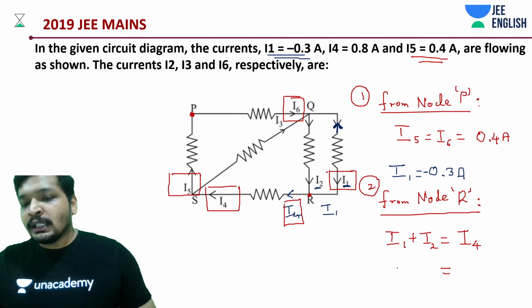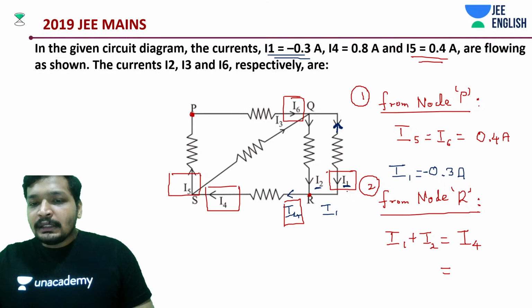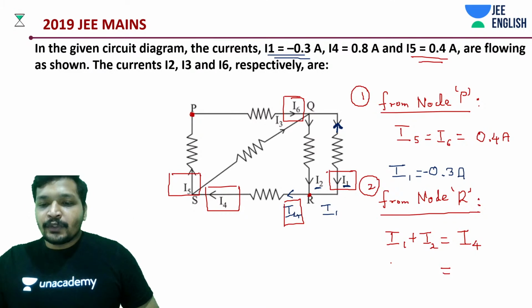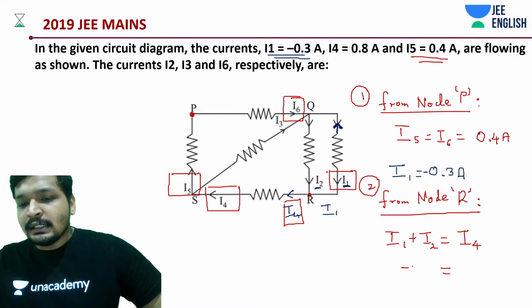Alright, now watch the thing. What you're going to say, just keep, now you have written it according to the convention given in the diagram. So what you're going to say, this is minus 0.3. What is I1? Minus 0.3.